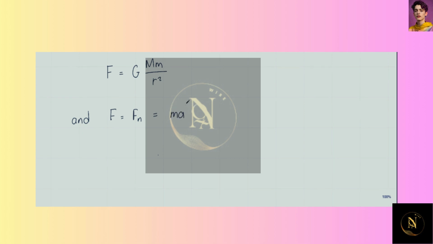So from Newton's second law, Fn is equal to m a_n, the normal component of the acceleration, which is m v squared over r. So v squared is the tangential acceleration, and r is the separation between the two bodies, or between the Earth and the Moon. So we can now equate these two forces.